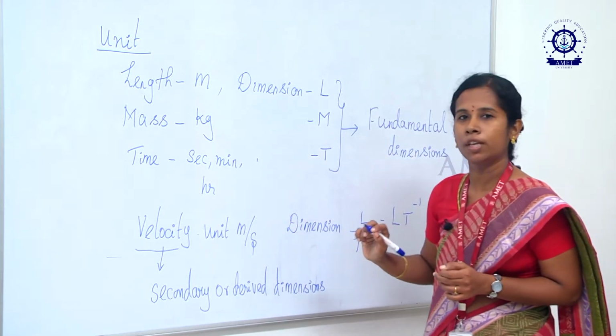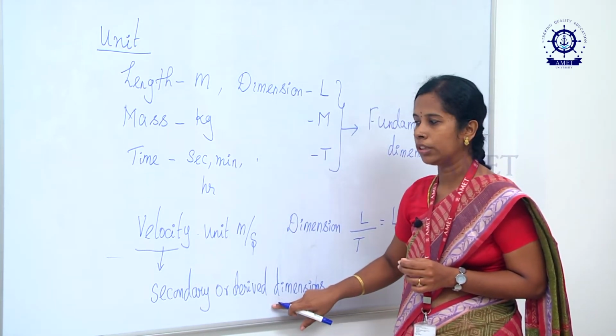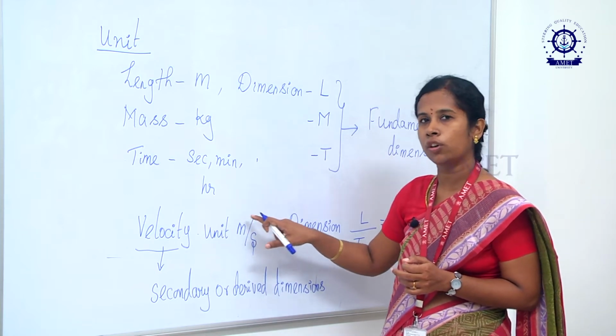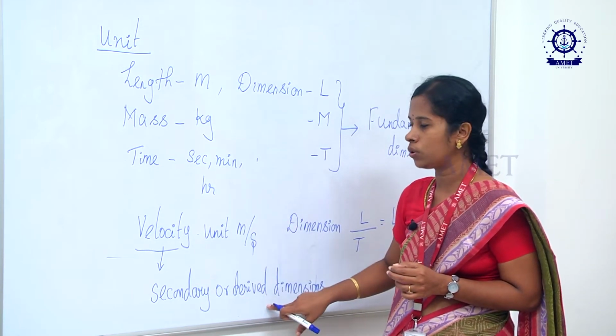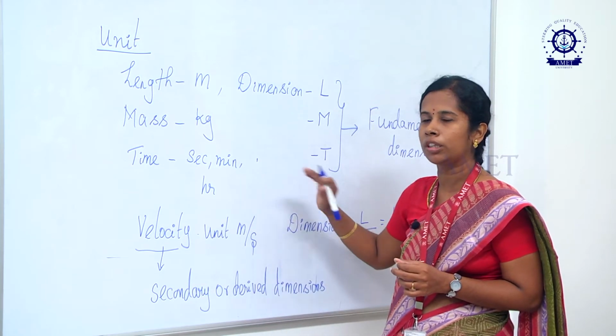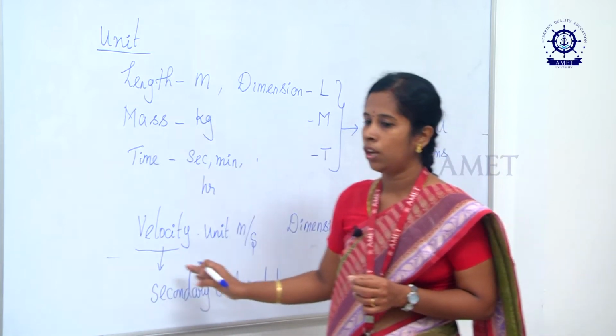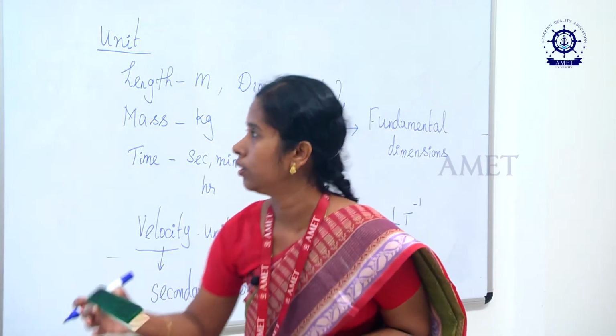A secondary or derived dimension is one derived from any two or three fundamental dimensions, or any combination of them. One example is velocity.